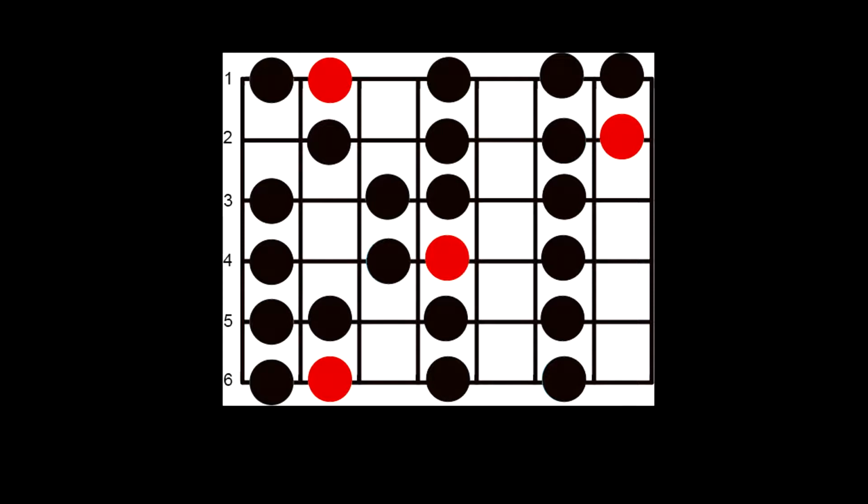But before we start, here's a quick reminder of how to understand this chart and apply it to the fretboard. The horizontal lines numbered 1 through 6 represent the strings of your guitar. And the vertical lines represent the frets of the guitar.